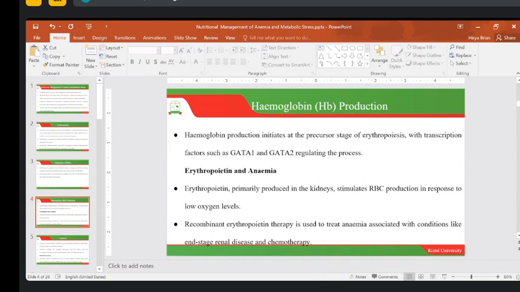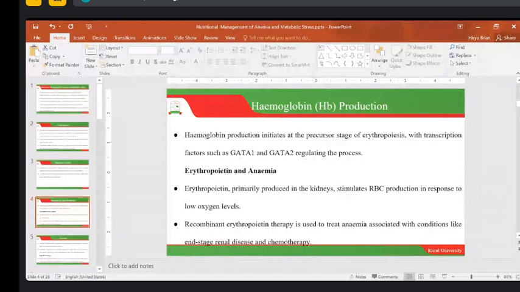Now let's look at the major thing here, and that is hemoglobin. Most of us have understood that whenever we are talking about anemia, even when we are trying to assess for anemia, we use hemoglobin as the indicator.